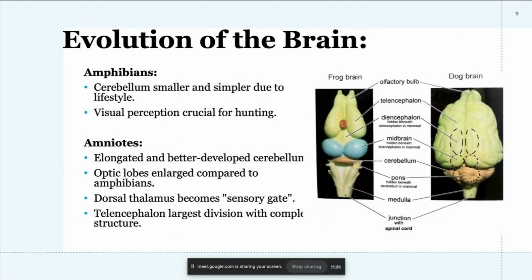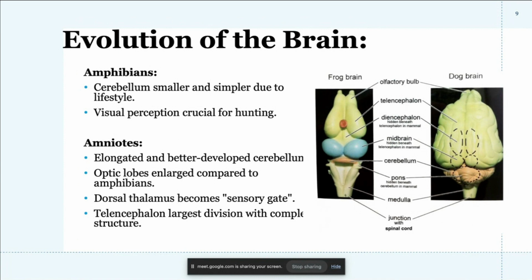Okay. Then the evolution of the brain when it comes to the amphibians. The cerebellum is now going to become smaller and simpler because of their lifestyle. As we said, the cerebellum is important for movement. The amphibians, of course, are still moving, but they're not swimming, okay? So for that reason, it becomes a little bit simpler. Their visual perception becomes much better. In fact, their eyes move.